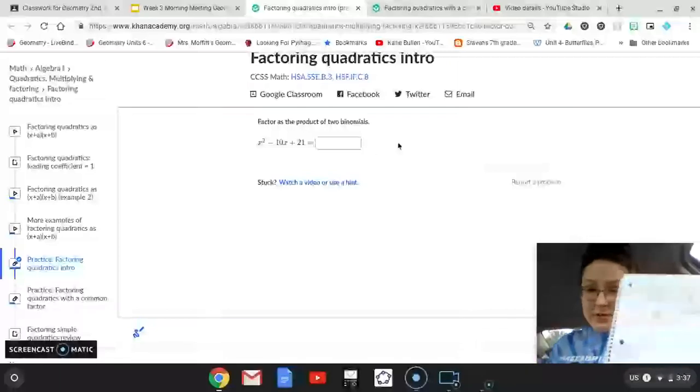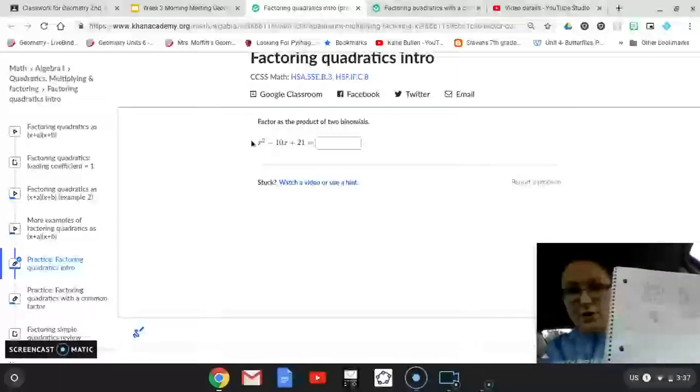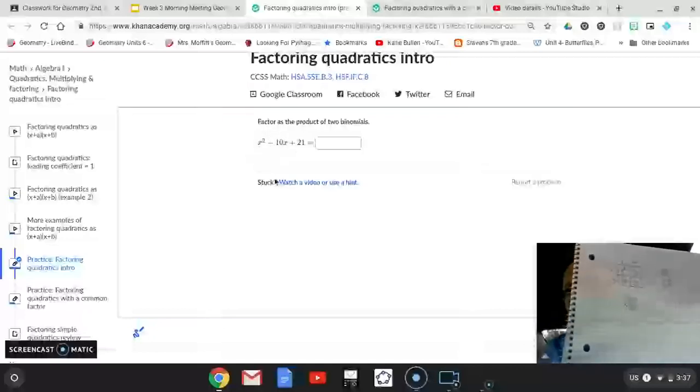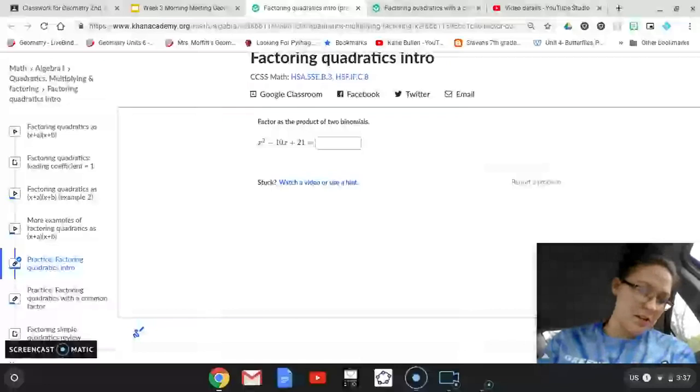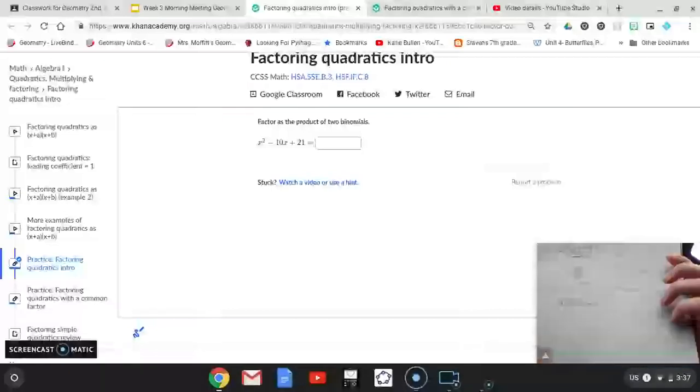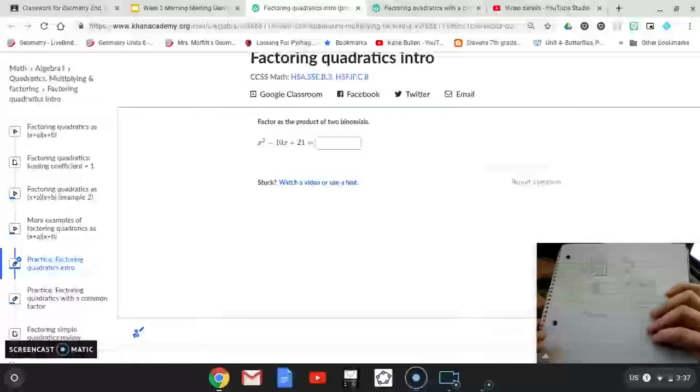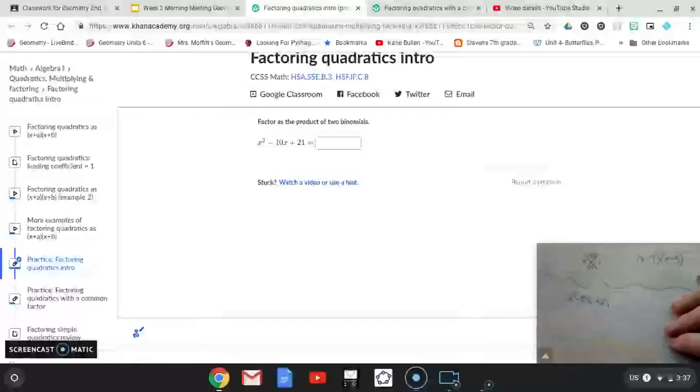Since this one does not have a leading coefficient, there is no number in front of the x squared, okay? We could actually do this process. It's the same process, but without physically drawing out the x and the box every time. So if I start with just x squared minus 10x plus 21, this, for me personally, is probably not one where I would use the box. It's kind of more time involved than we need to be here.